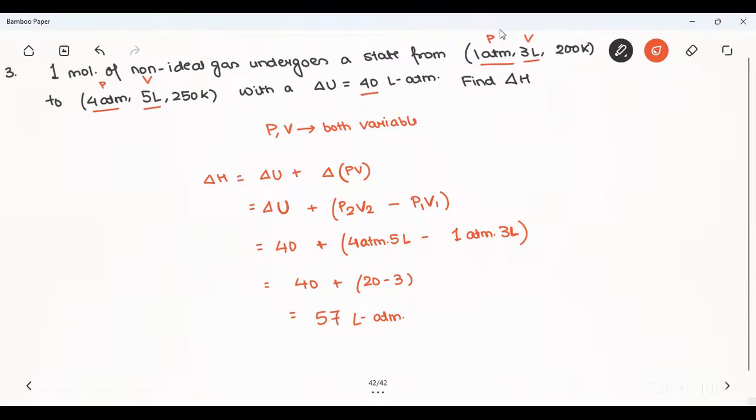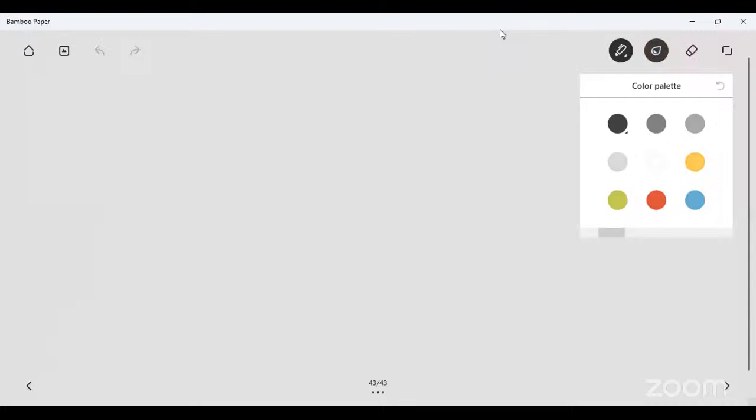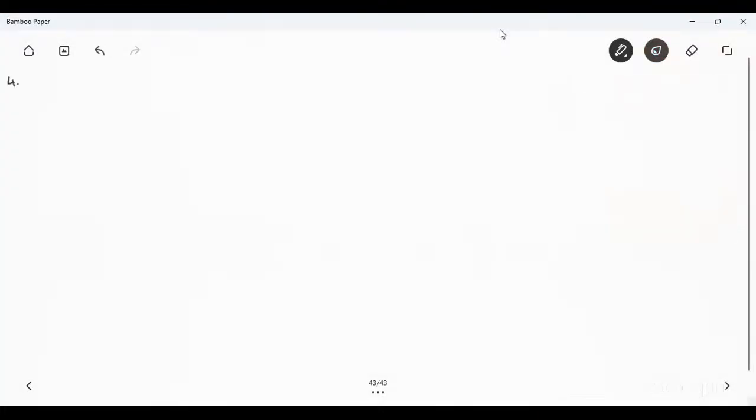Clear? Yes, ma'am. Good, good, good. Why am I making you do the sums after teaching a topic? Because when you get real life sums, then you will understand that, okay, we have to use this formula here. So just practice, you will be a pro. You will be a pro in chemistry.